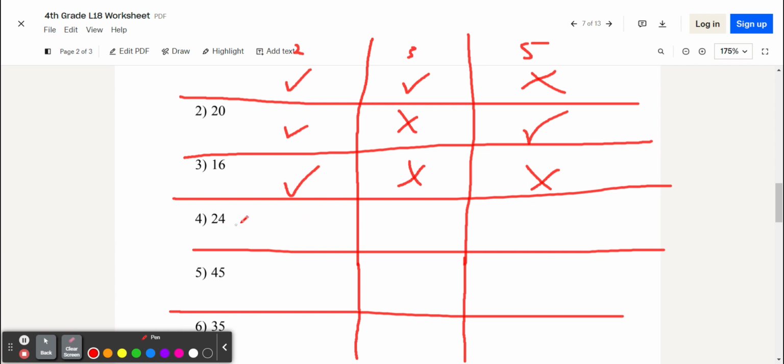For 24, it ends with a 4, that's even. 2 plus 4 is 6. 6 is divisible by 3, and it does not end with a 0 or 5.